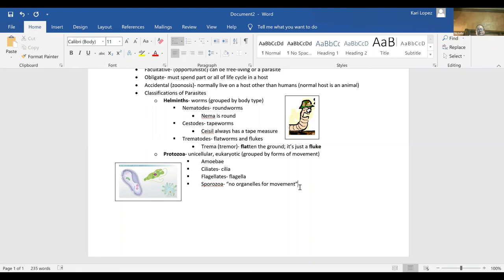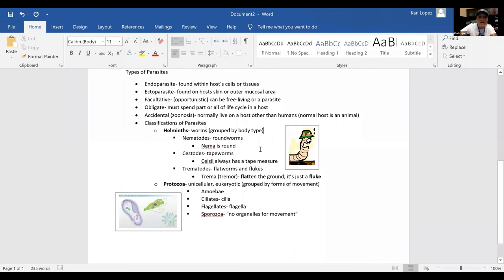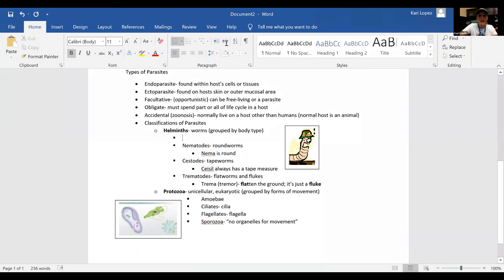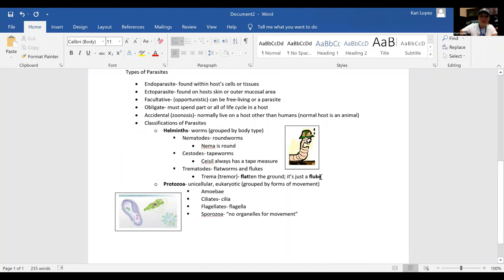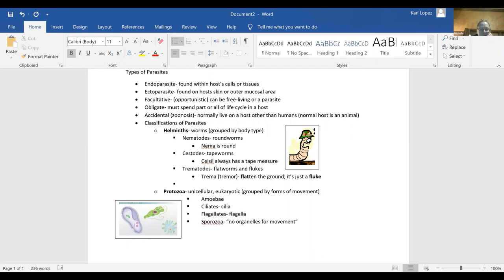Oh, and sorry, I forgot to tell y'all one for helminths. I always remember it too. So you know how it's nematodes, cestodes, trematodes. Toads eat worms, and they're round. Eat worms, and they are round. So, like the little wormy bodies.